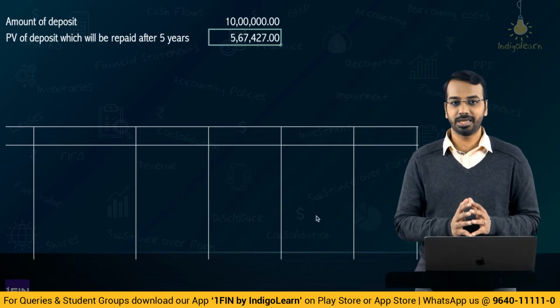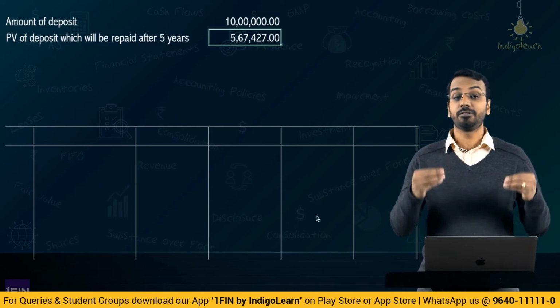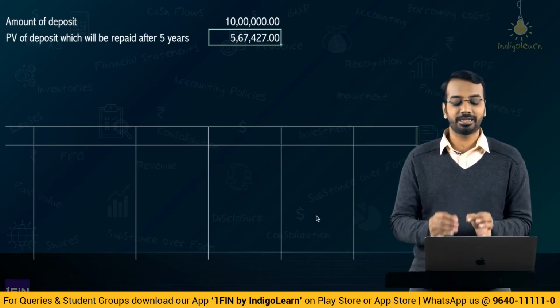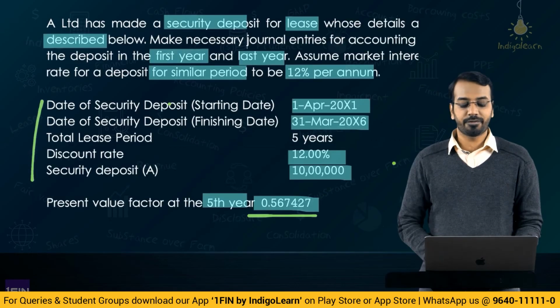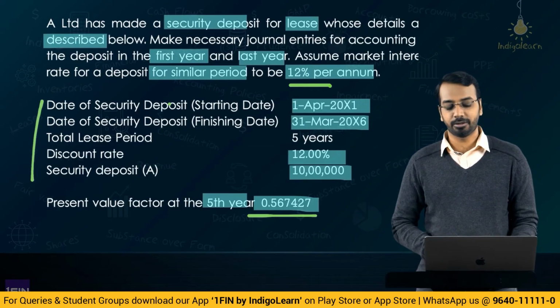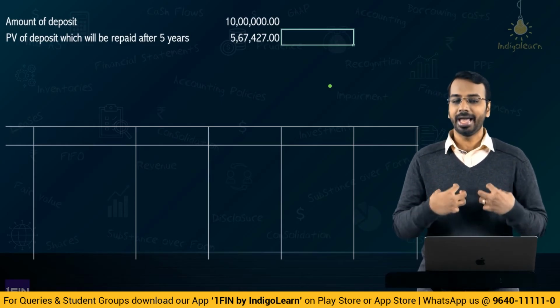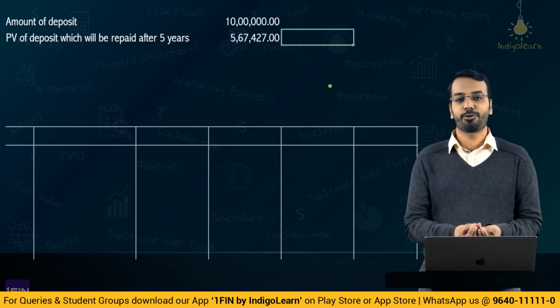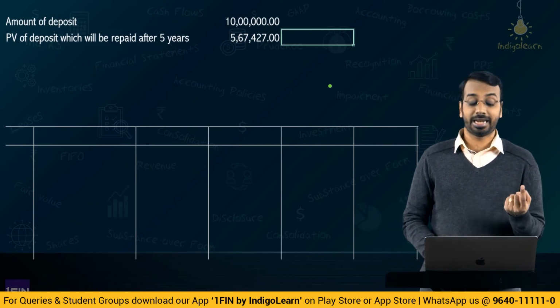5,67,427. So, what this means is, I am repeating once again, one last time: if we give 5,67,427 to a third party, which will fetch the rate of interest at 12% per annum, this amount will become 10 lakhs after 5 years. So, today I would have given only 567,427 as a deposit amount, but how much have I given? I have given 10 lakhs.